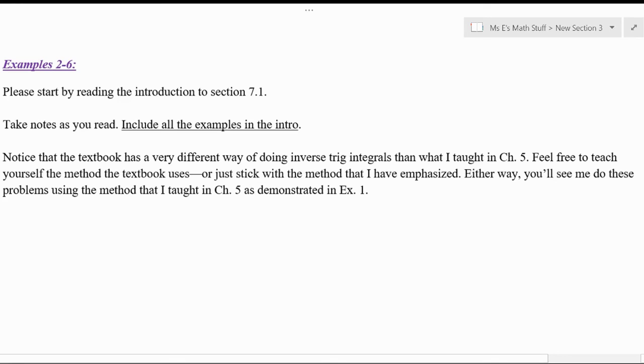All right, my friends, when you turn in your notes, I'll expect to see example 1 that we just did together, and then examples 2 through 6 from the textbook. Okay, so that starts on page 482 in your textbook. You do not have to do the inverse trig integrals the way the textbook does unless you have decided to make that switch. Each of those integrals, again, can be done just the way I did in example 1.